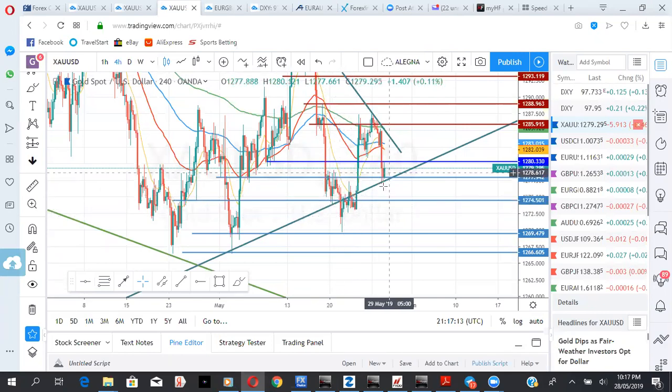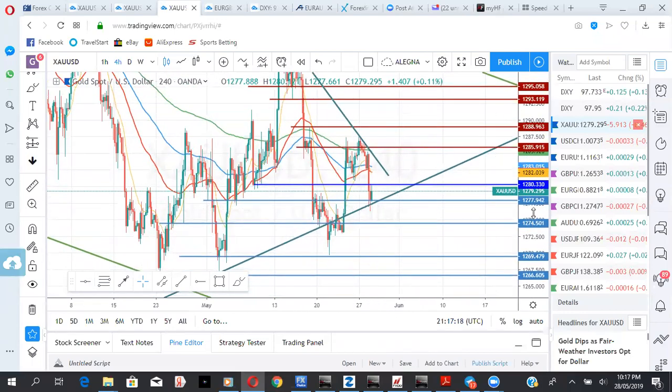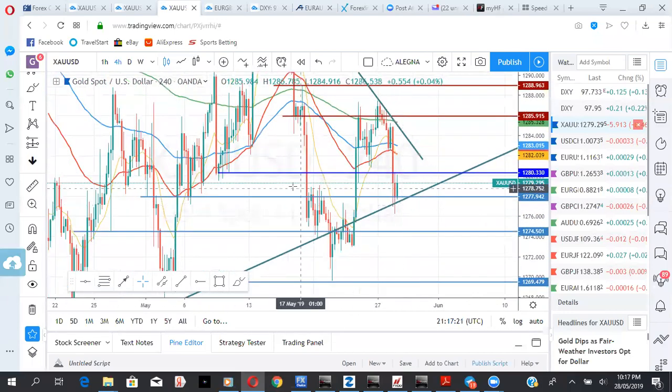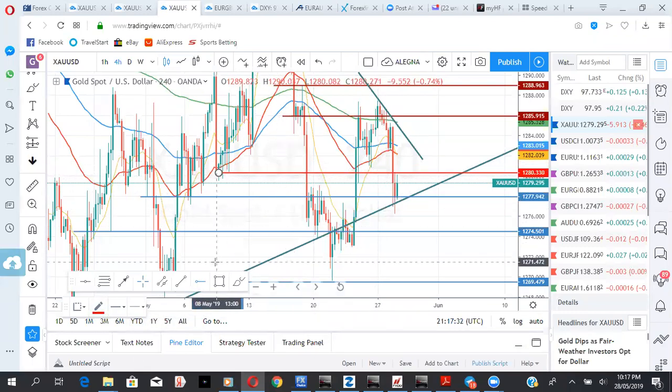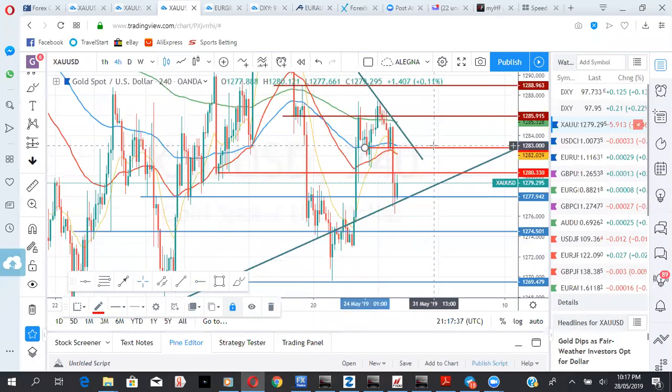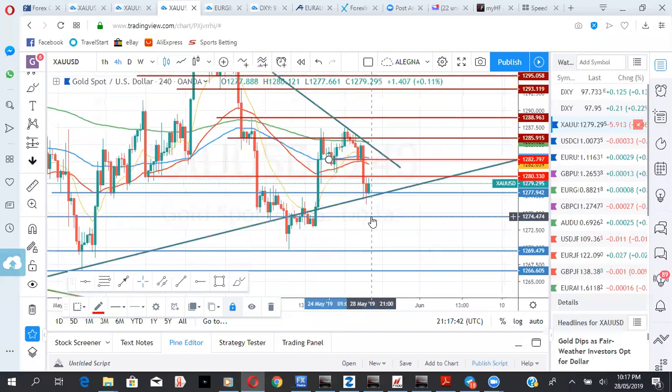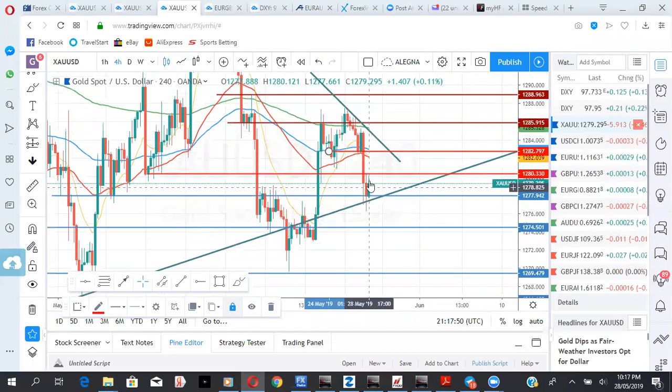This is a false break, and as you can see, price is still respecting that trend line and this support structure. So now what we might most likely have is this prior support becoming resistance. Then we have another resistance at this level and this falling trend line. So these are the levels we still have on gold. Not much of them broken. The trend line is still holding.